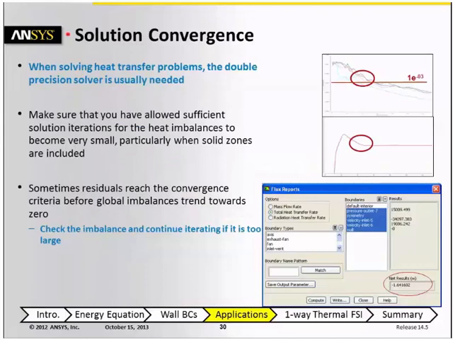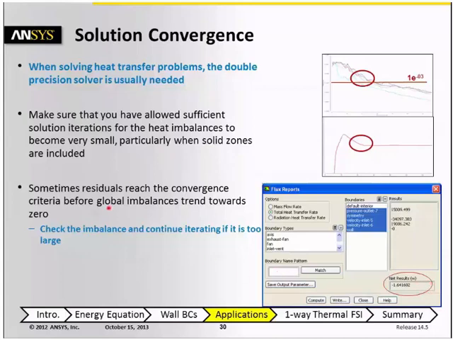Compared to problems without heat transfer, additional care sometimes needs to be taken when evaluating whether the solution's converged. Firstly, the double precision solver is usually needed, and that's especially true in problems where you're solving for conjugate heat transfer. You want to make sure that you've allowed enough solution iterations not only for the residuals to fall below a certain level, but also to ensure that important solution variables that you've monitored no longer change as you perform more iterations, and that the net energy imbalance is small compared to the throughput.